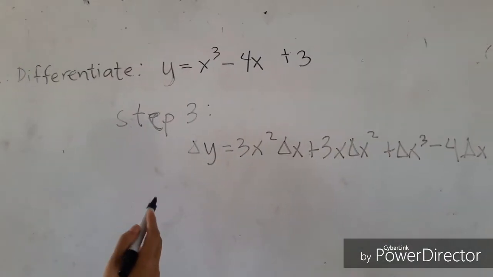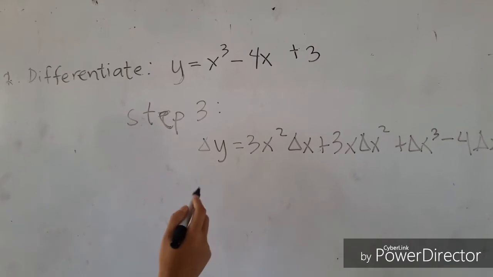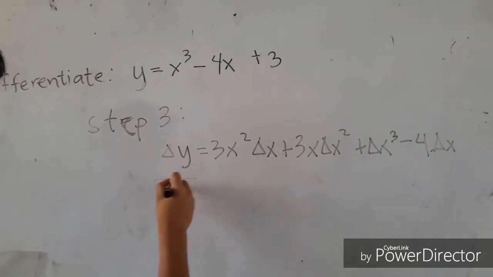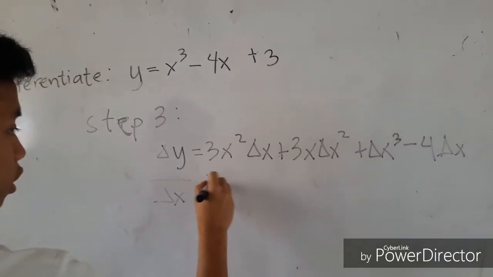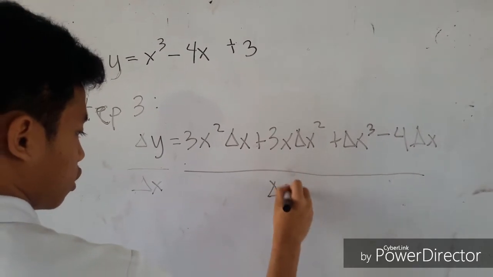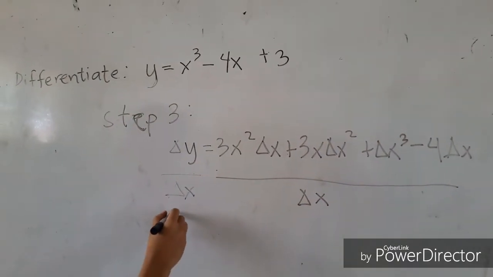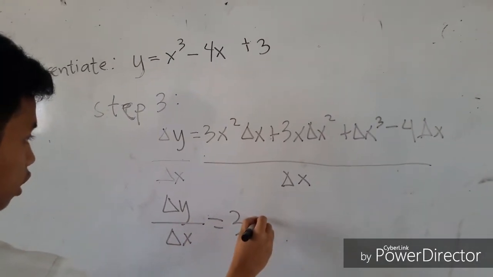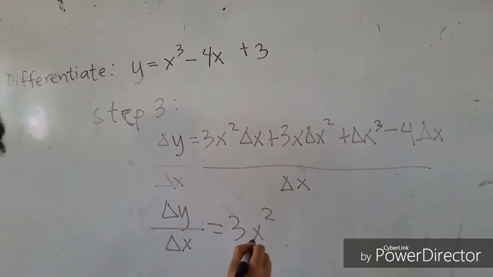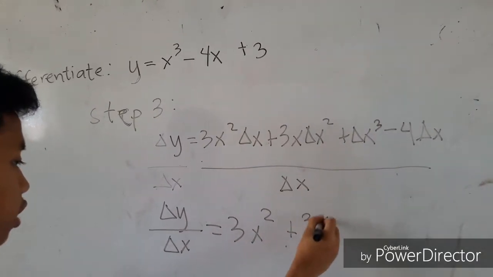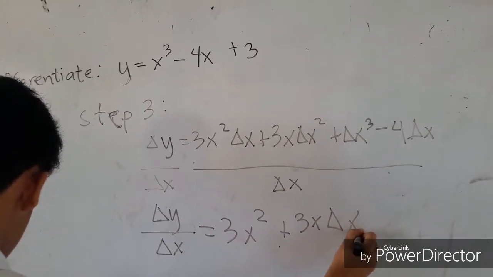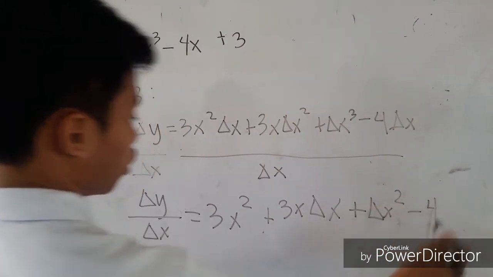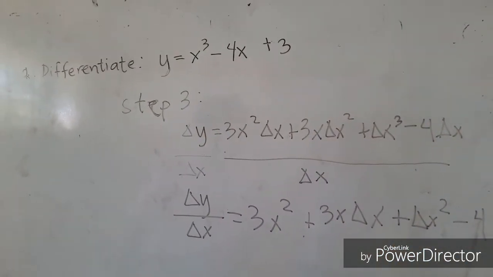Step 3. Divide both sides of the equation obtained in step 2 by delta x. Then we simplify. So we divide both sides by delta x. So we get the simplified form delta y over delta x equals 3x squared plus 3x delta x plus delta x squared minus 4. So here now is our simplified form.